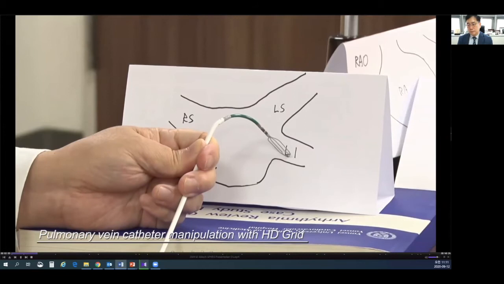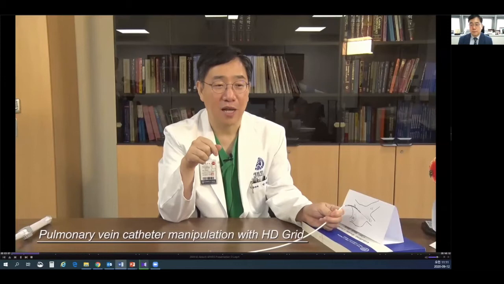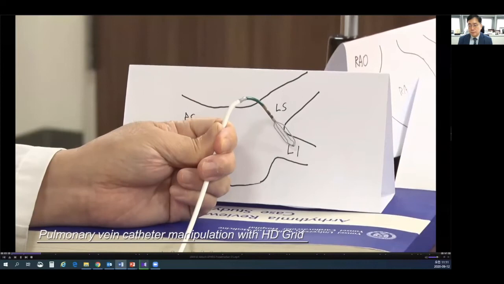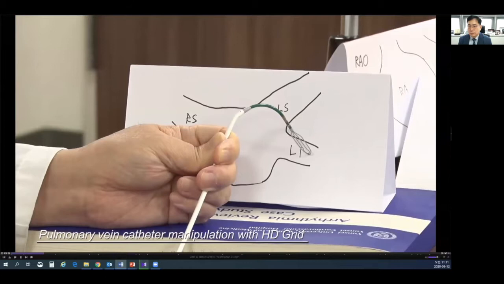But sometimes, if the pulmonary vein is very flat and has a narrow diameter, it is hard to push the grid catheter inside. In that case, make a big curve like this, apply counterclockwise torque directed posteriorly, and push, push, push. And if the tip of your grid catheter is just inside the left inferior pulmonary vein ostium, you can keep the same position of the sheath, push the catheter slowly and open the curve. Push the catheter and open the curve, and you can get the left inferior pulmonary vein.